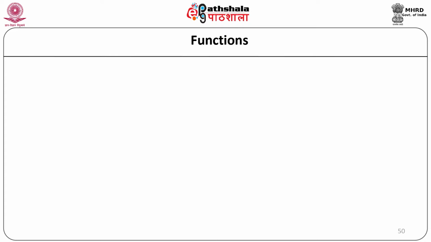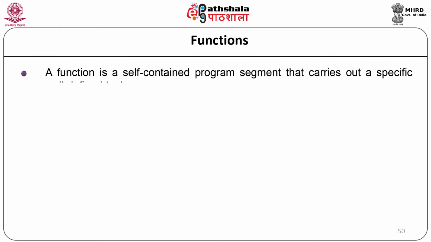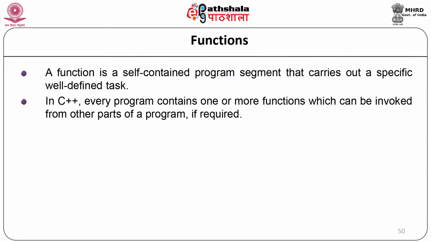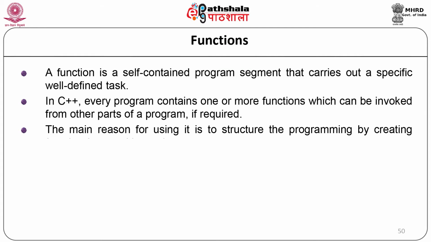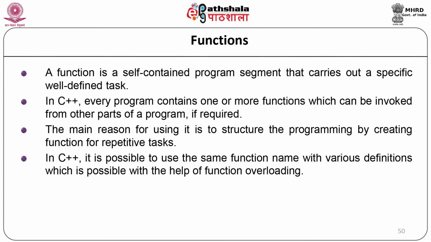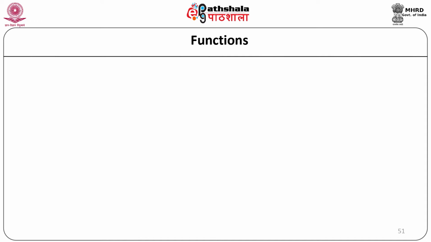Now let us start with the function, which is treated as a derived data type in C++. A function is a self-contained program segment that carries out a specific well-defined task. In C++, every program contains one or more functions which can be invoked from other parts of the program if required. The main reason for using it is to structure the programming by creating functions for repetitive tasks. In C++, it is possible to use the same function name with various definitions, which is possible with the help of function overloading, which we will see in the next modules.